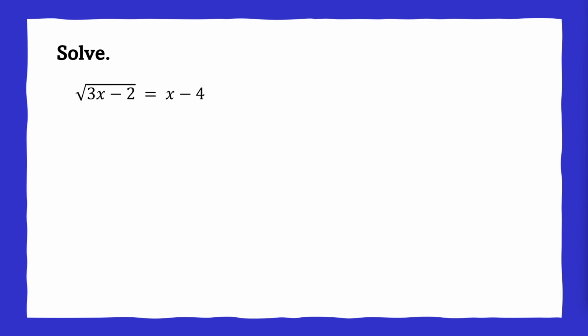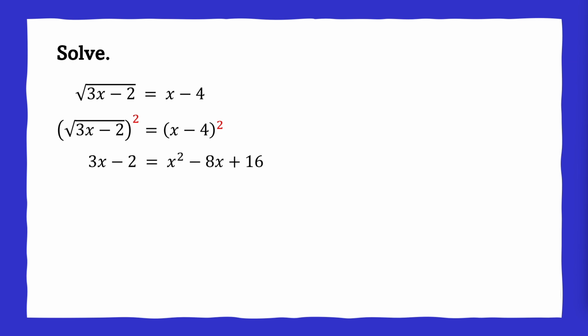To solve radical equations, begin by isolating the square root expression, which is already done in this case. Once it's isolated on one side, square both sides to eliminate the square root, resulting in 3x minus 2 on the left. Expanding the square of the binomial gives x squared minus 8x plus 16.